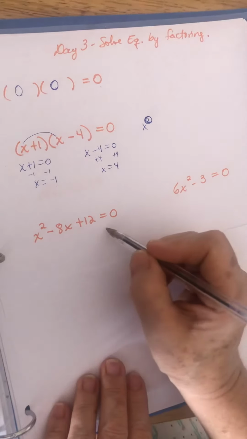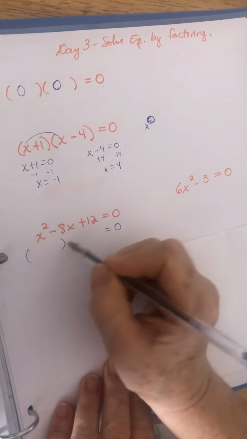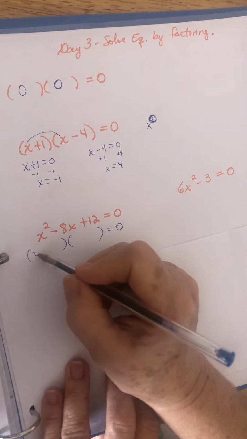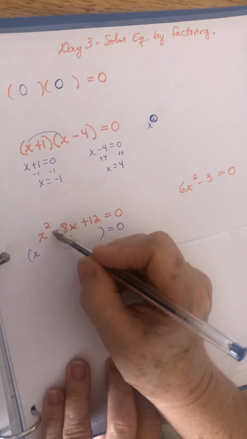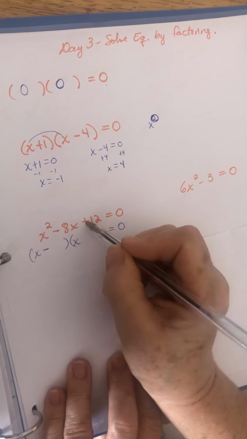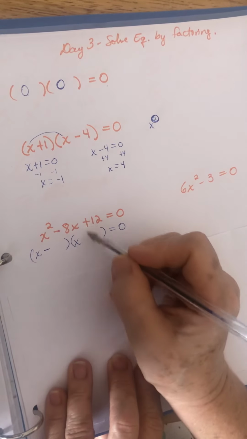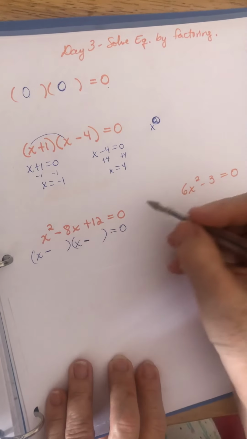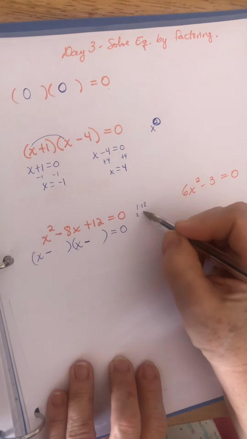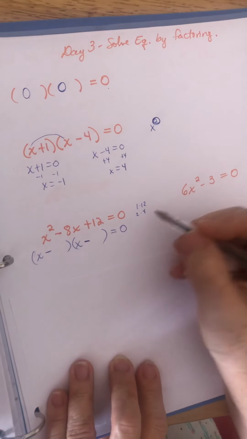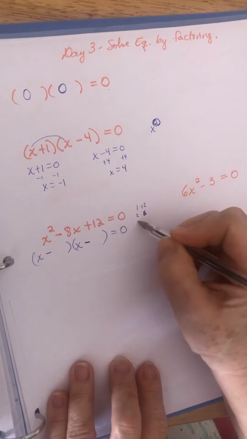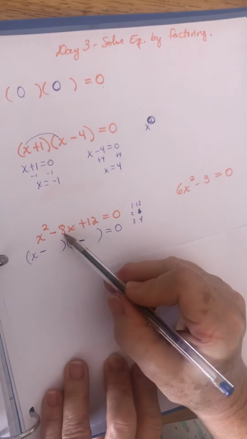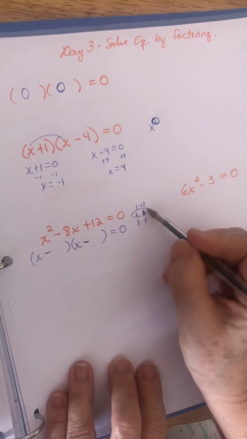So I have to factor it. This has a leading coefficient of 1 and it's a trinomial. X times x will give you x squared. Copy the first sign. Negative times what is positive? Negative. The factors of 12 that give you 8: 1 times 12, 2 times 6, and 3 times 4. Which combination gives you an 8 if I add them? 6 and 2.